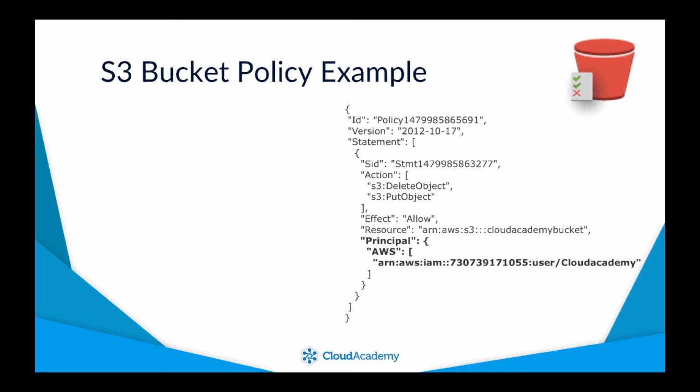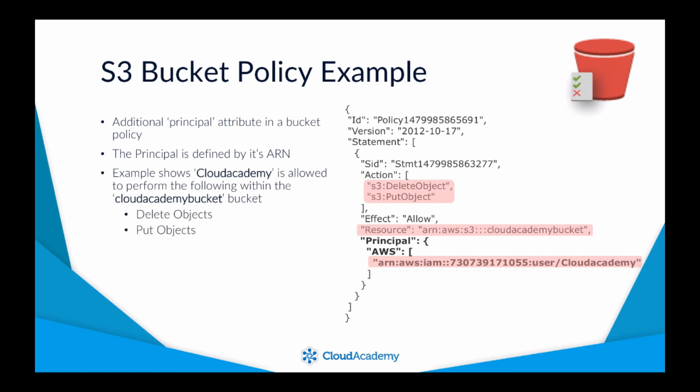As you can see from this example, a bucket policy is very similar in terms of layout and syntax to that of an IAM policy. However, we do have the principal attribute added. This value must be the AWS ARN of the principal, and in this example we can see Cloud Academy, as a user within IAM, is allowed to delete objects and put objects within the Cloud Academy bucket identified under the resource parameter.